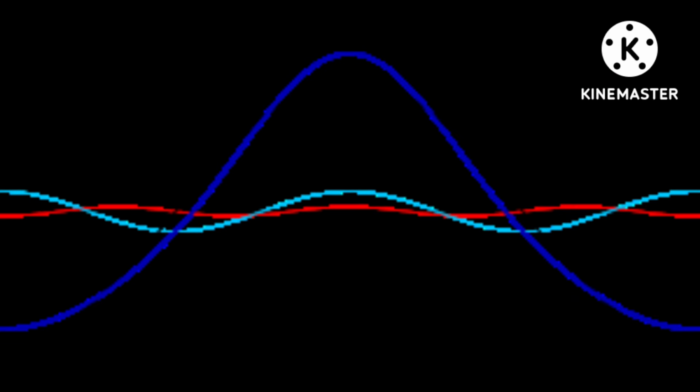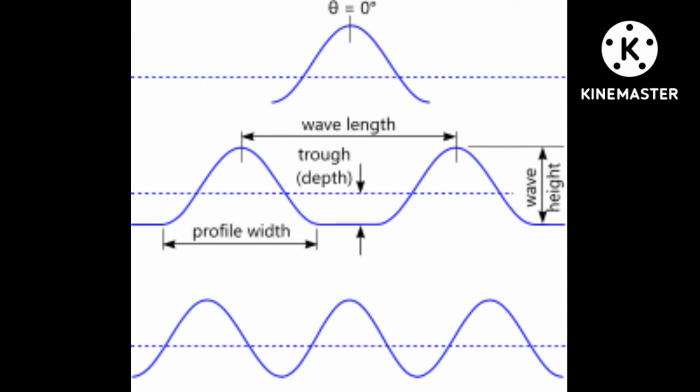Hello student, good morning. Today I am going to discuss the particle nature of electromagnetic radiation, and we will focus on Planck's quantum theory. Some of the experimental phenomena such as diffraction and interference can be explained by the wave nature of the electromagnetic radiation.